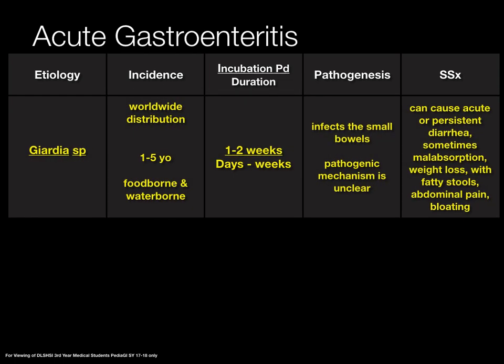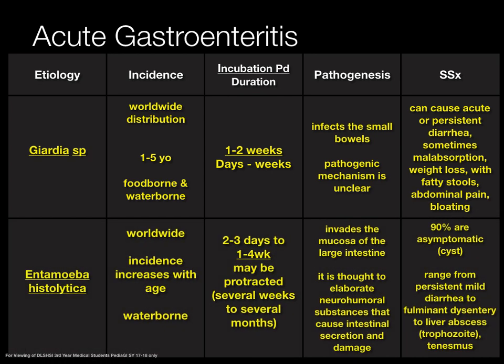Giardia species can be seen worldwide, with a peak incidence at 1 to 5 years old. These are foodborne and waterborne diseases. It has an incubation period of 1 to 2 weeks and a duration of days to weeks. It infects the small bowel and the pathogenic mechanism is still unclear. It can cause acute and persistent diarrhea, sometimes malabsorption, weight loss with fatty stools, and abdominal pain and bloating.